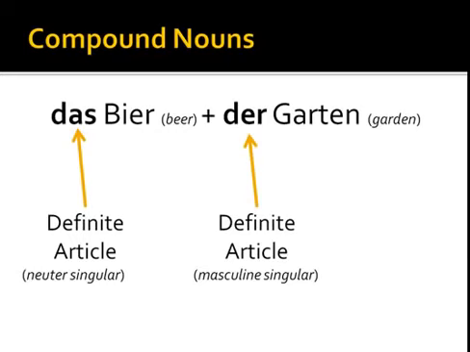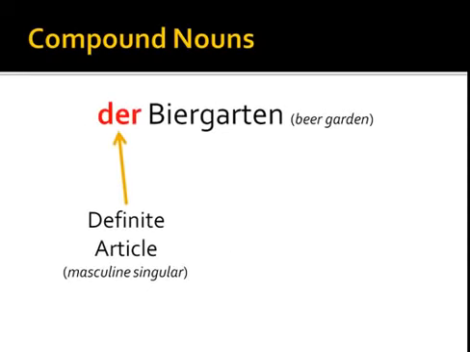So let's look at das Bier, the beer, neuter singular, and der Garten, garden, masculine singular. Now, we want to put these two nouns together to make Biergarten, a place where people go in the summer to drink beer in the evenings and talk with friends. So we have a neuter singular noun and a masculine singular noun. The last component in this compound noun is der Garten, which means that this place where we go to drink beer in the summer would be a masculine singular noun, der Biergarten.